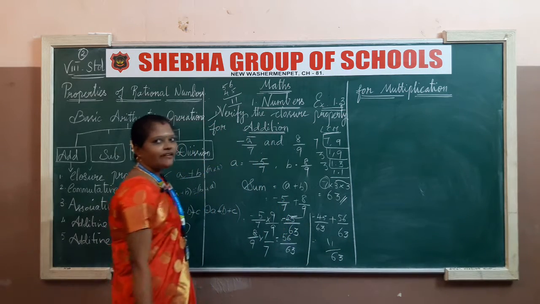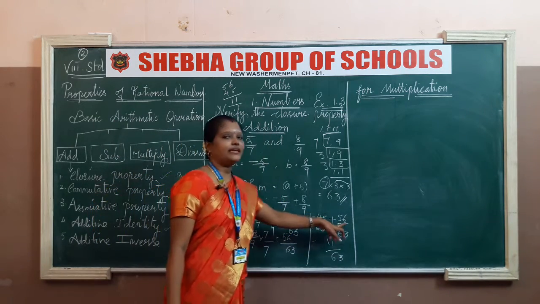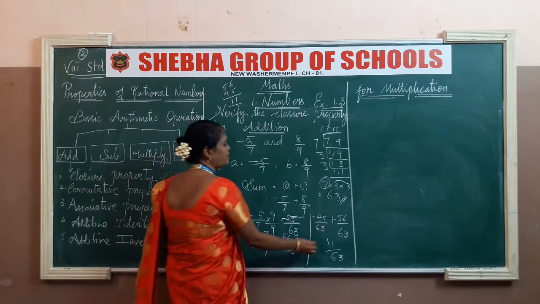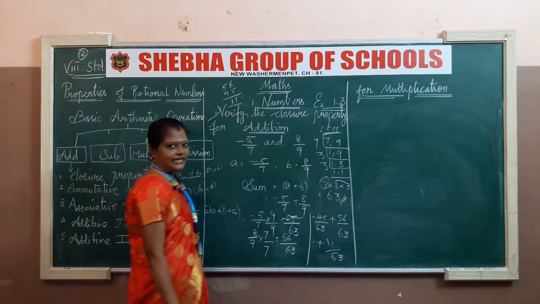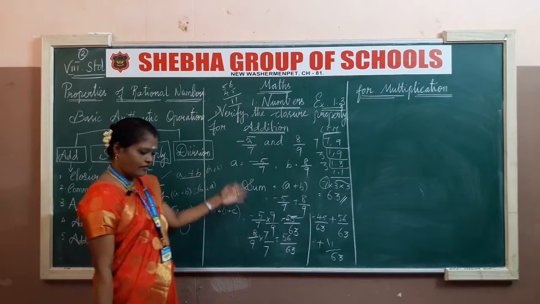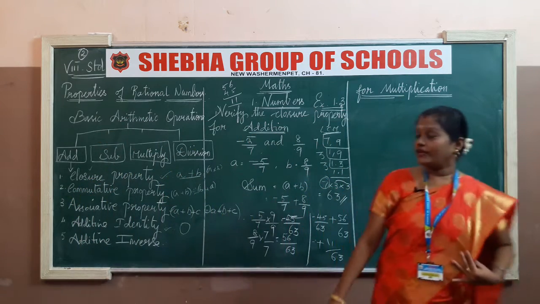Now see which is the greater symbol. The plus is the greater symbol. So automatically the answer should be plus 11 by 63. Clear? I hope everyone understood this. Now I am moving to the next one.